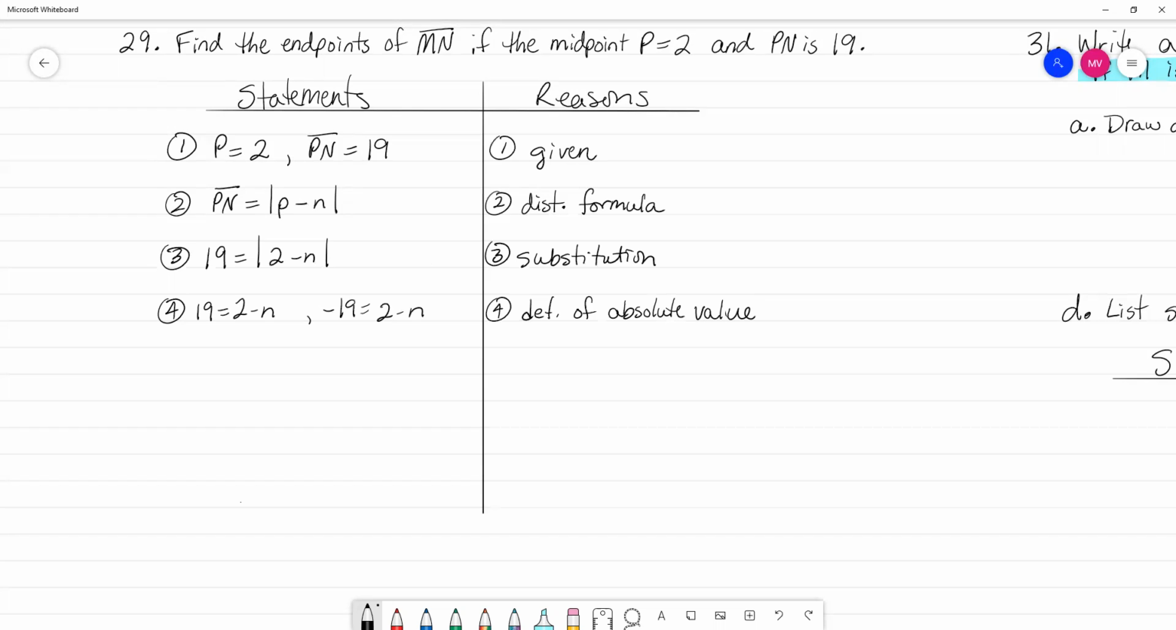So for number 5, 19 equals 2 minus n. We must subtract 2 from both sides in both of these equations. In one case, these become 0. So negative n is equal to 19 minus 2, which is 17, and negative 19 plus negative 2, which is negative 21. And that is, hopefully you figured it out, the addition property of equality.